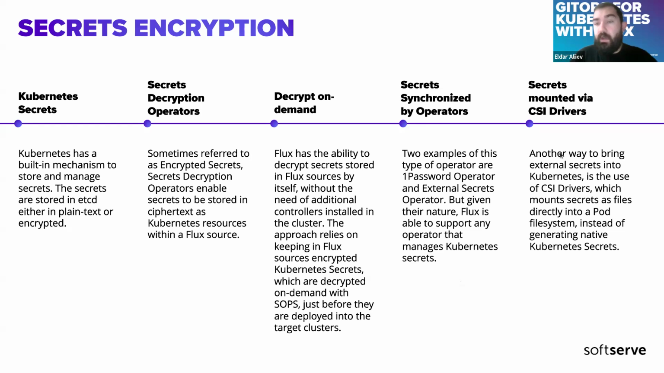And the last way is to use the CSI drivers to mount your secrets as files. For example, AWS Secrets Manager supports that approach. So you can just store everything in the Secrets Manager, and then you will be able to mount directly from the Secrets Manager to your pods. So in this case, it won't store this sensitive information in the Kubernetes secrets. It will operate with this information directly.